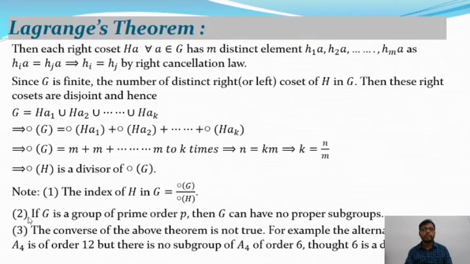And after that we will take the second note. It is that if G is a group of prime order p, then G can have no proper subgroup. And the third note is that the converse of the above theorem is not true. For example, the alternating group A4 is of order 12, but there is no subgroup of A4 of order 6, though 6 is a divisor of 12. So the alternating group does not satisfy the converse of Lagrange's theorem.